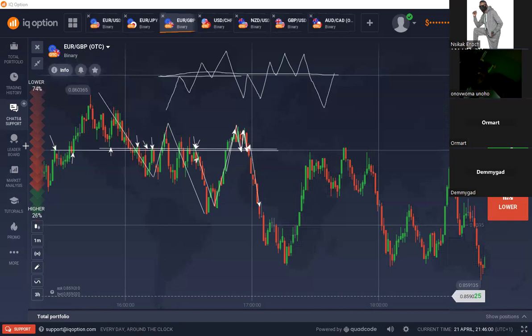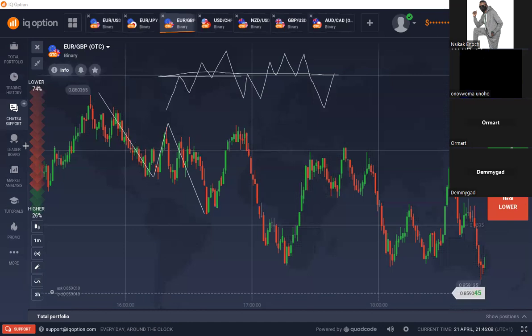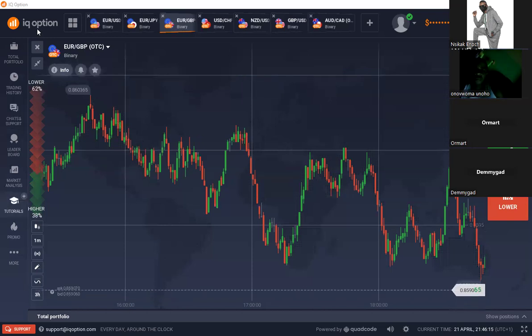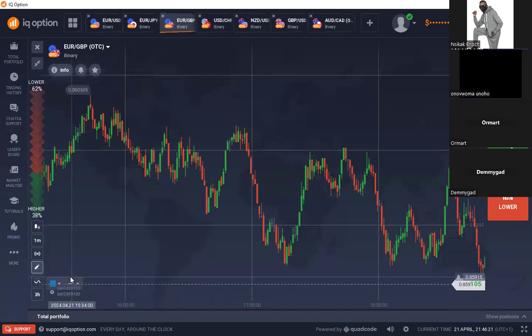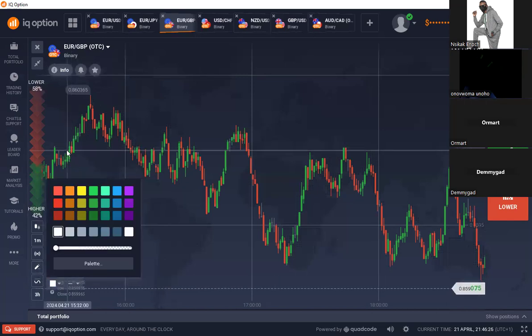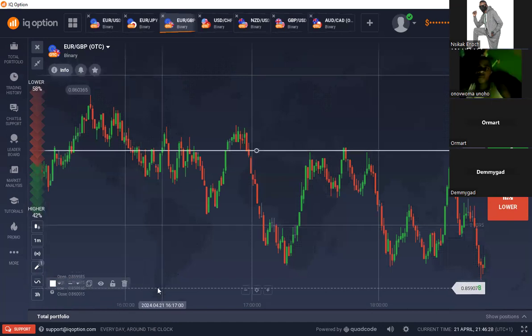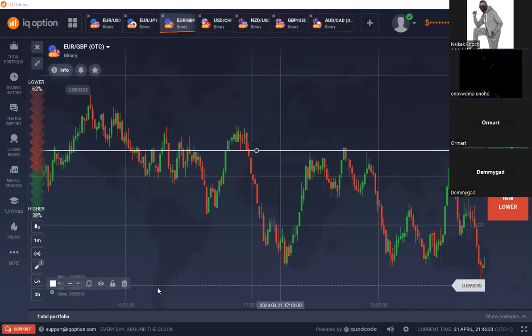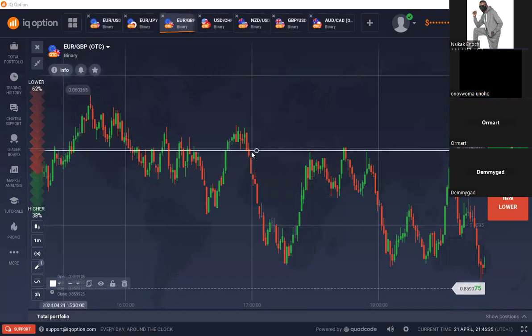So what we need to do in this situation is mark out the significant level, as indicated on the chart. So if I put my line here, we have the significant level here.